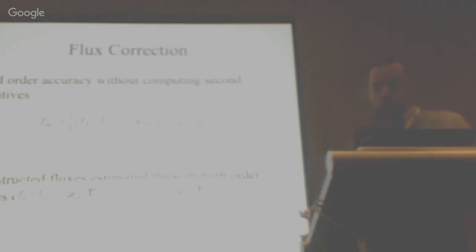Now, the higher order method we're using is called flux correction. And this gives you third order accuracy without the need to compute second order derivatives. Here you basically have the flux between any two given points is the average of the right and left reconstructed flux minus the dissipation flux.